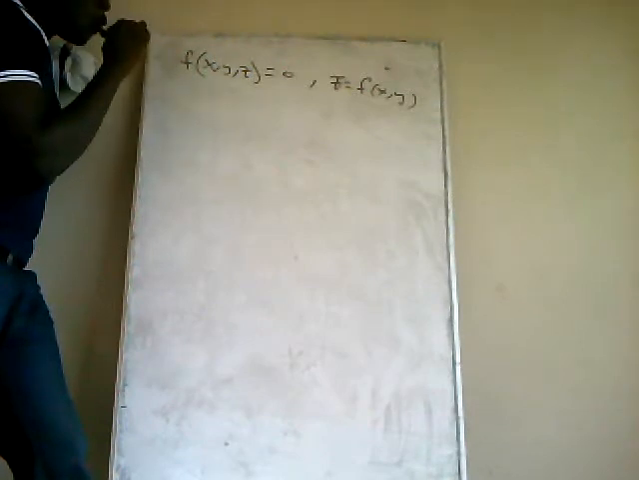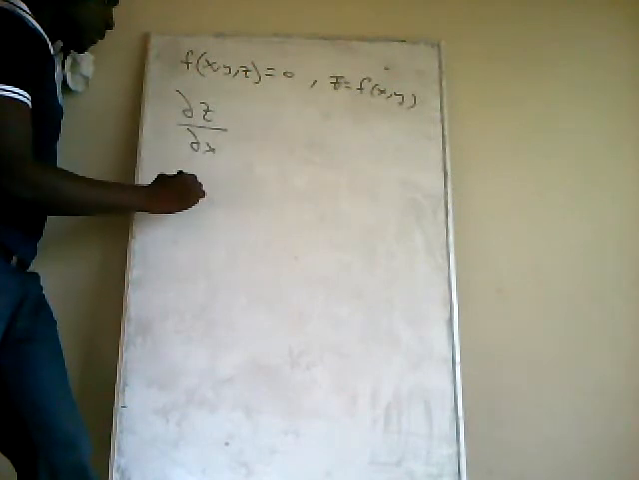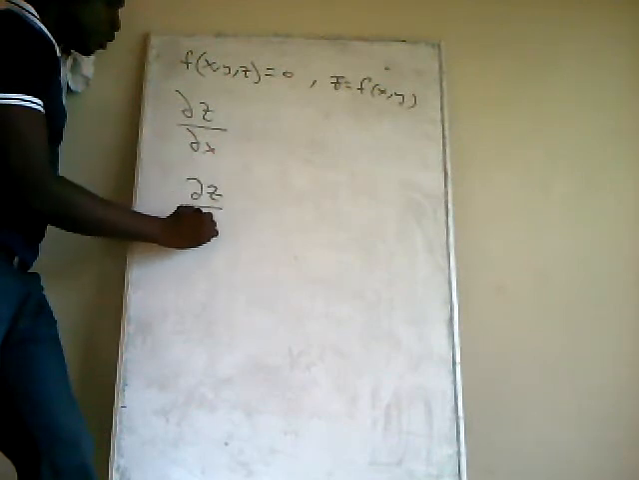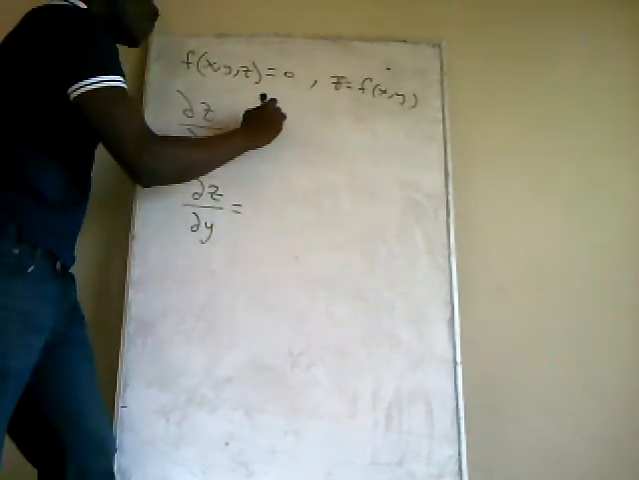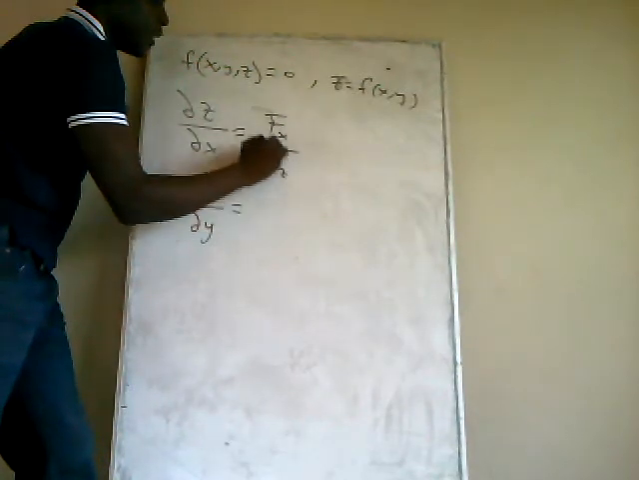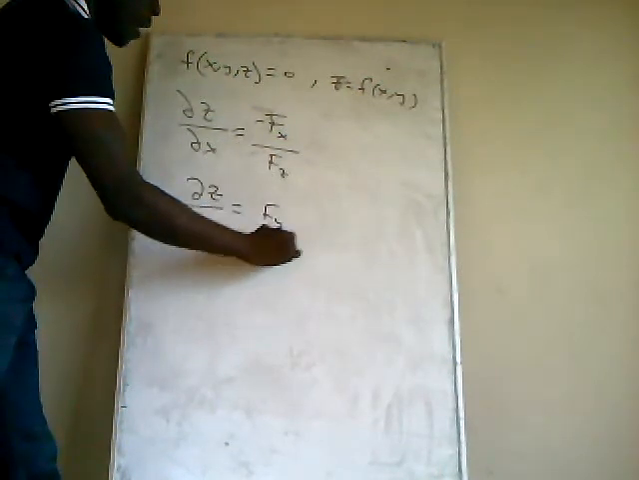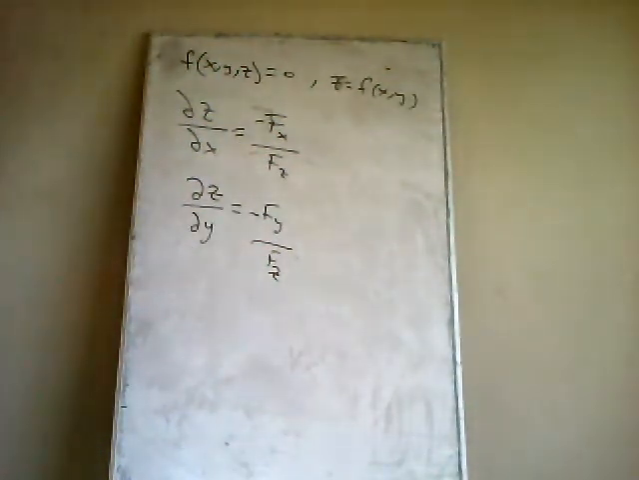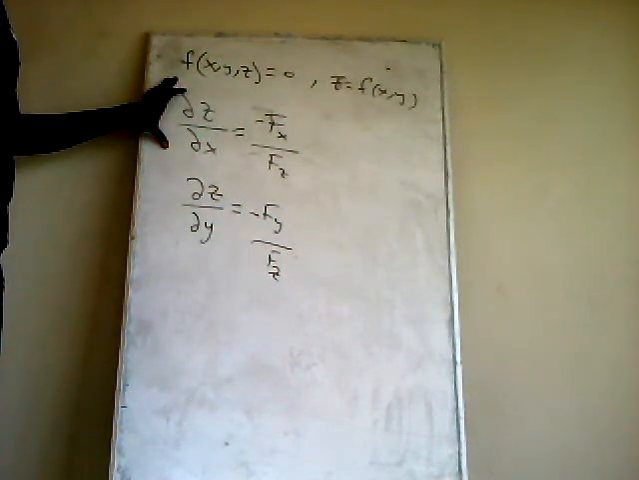So now here, we could be required to differentiate z partially with respect to x, or differentiate z partially with respect to y. And this one here is simply fx over fz, and fy over fz. This is actually the theory, which could be proved, but I won't bother you with the proof.